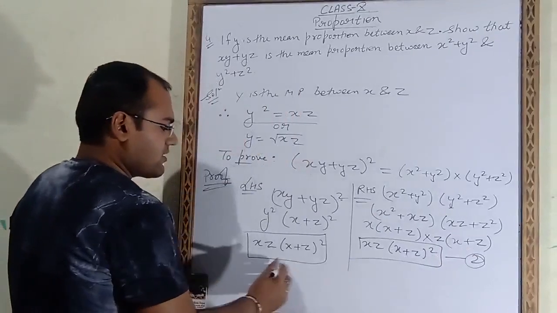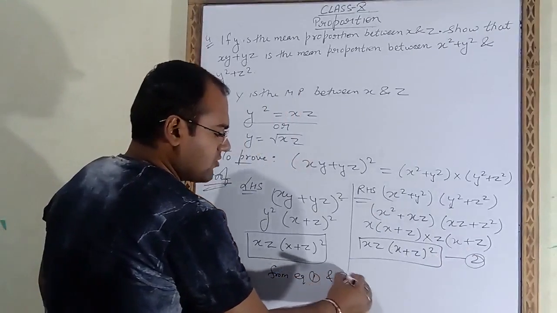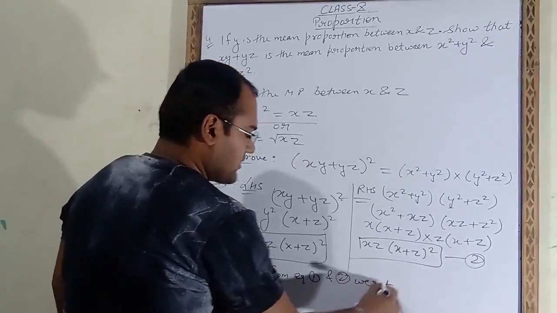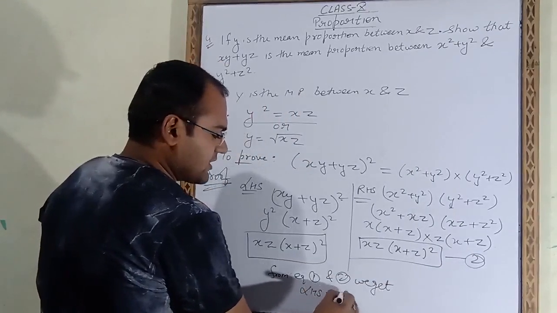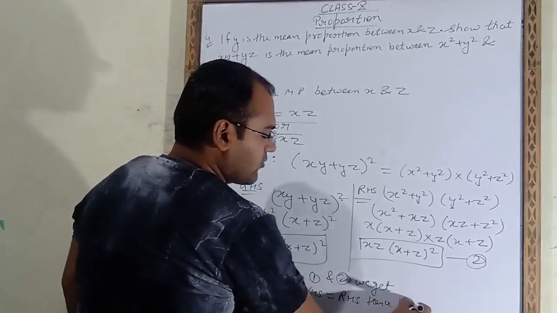Now we have to write: from equation 1 and 2, we get that left hand side answer is equal to right hand side, hence proved.